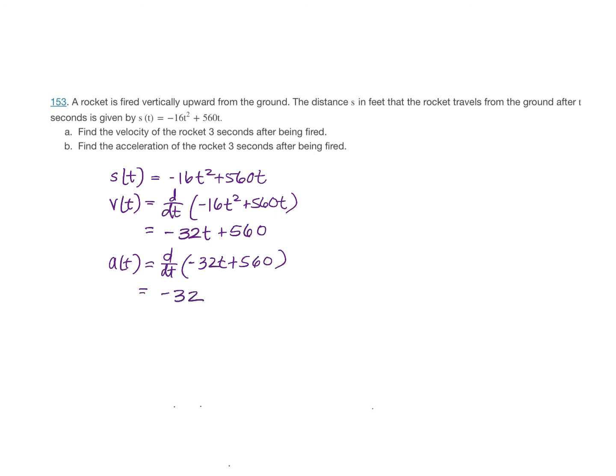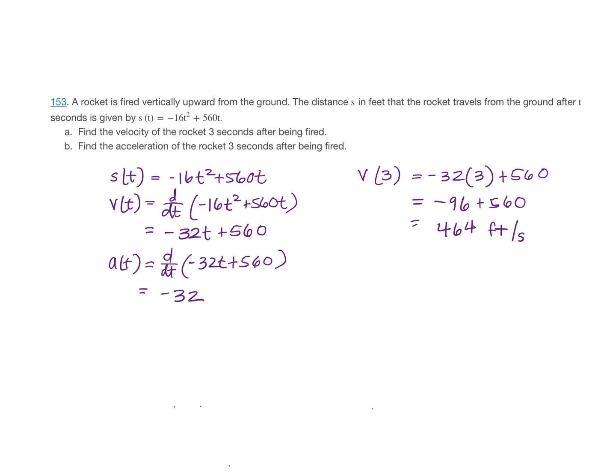So the first question is, find the velocity of the rocket 3 seconds after being fired. And so that means we're finding v of 3. And so if I plug that in, what do I get? I get negative 96 plus 560, which is equal to 464. And we're talking velocity here, so we know our units: feet per second. So it's moving at 464 feet per second.